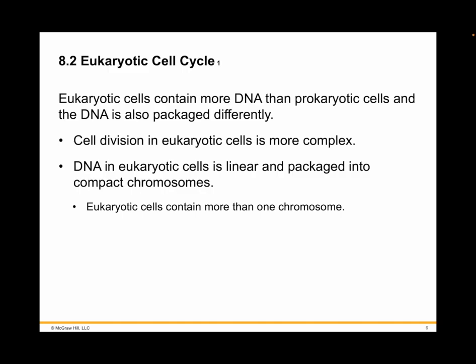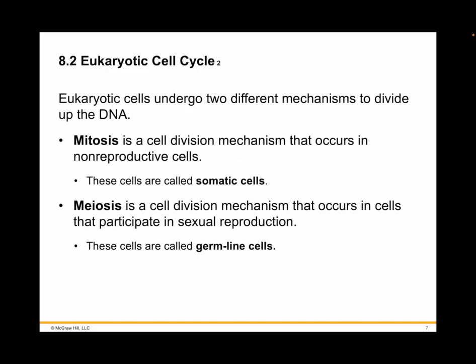Mitosis is the mechanism of cell division that occurs in an organism's non-reproductive cells, also known as somatic cells. So just keep that in mind. Somatic cells are where mitosis occurs. Meiosis, however, divides the DNA in sexually reproductive germ-line cells. Otherwise, you may hear it referred to as germ cells.